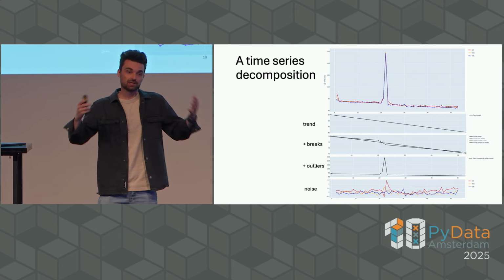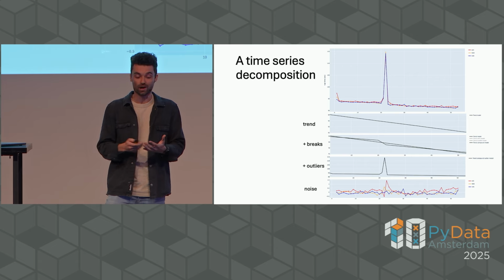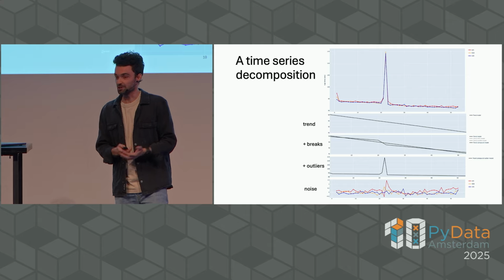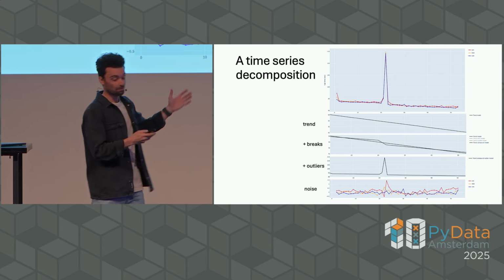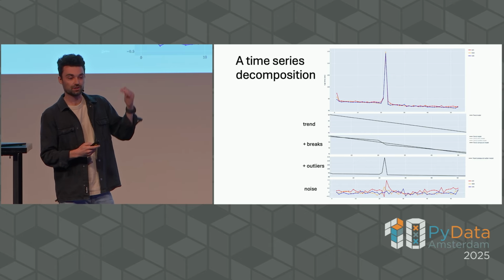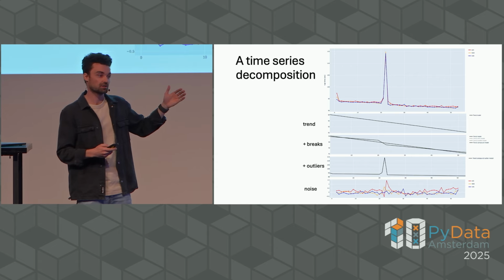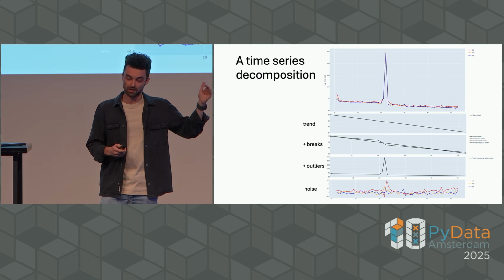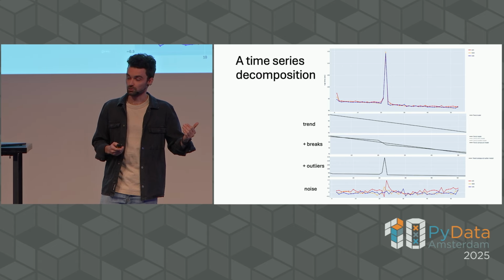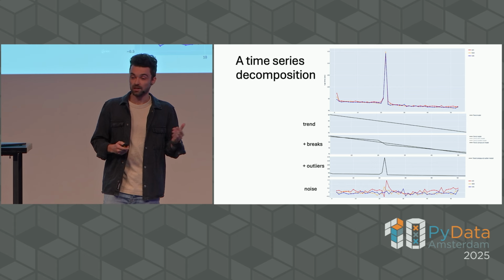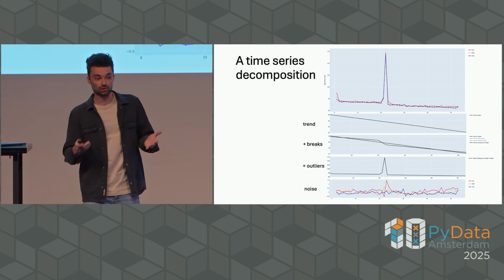But this is sort of the first part of the talk where we make a time series decomposition. Here we see it in its complete overview. We started with a time series of lap times with an outlier. We model the trend, we add structural breaks to it, we add outliers to it, and we end up with just the noise of the model.